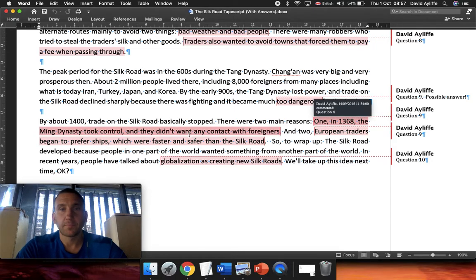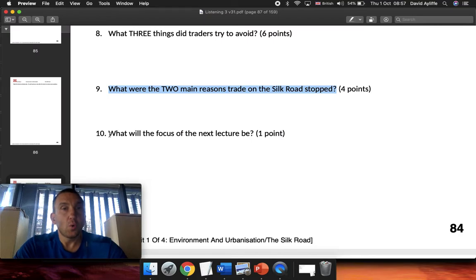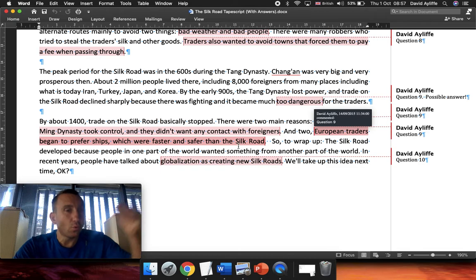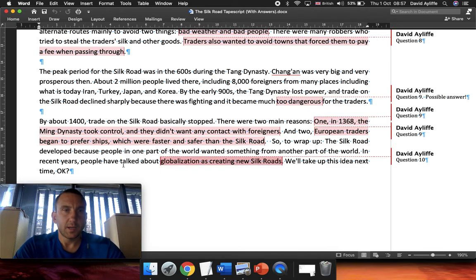Okay. And the final question, what will the focus of the next lecture be? Okay, so we need to keep listening all the way to the end. The next lecture will be all about globalization, creating the new Silk Road. Yeah, and that's in the very last utterance of the lecture, so we do need to keep listening all the way to the end.